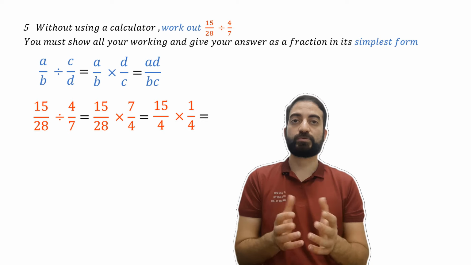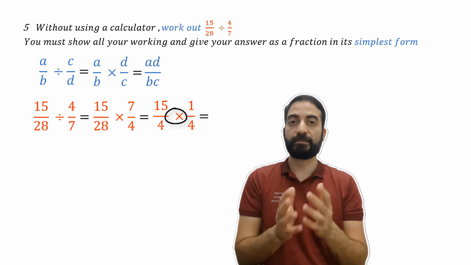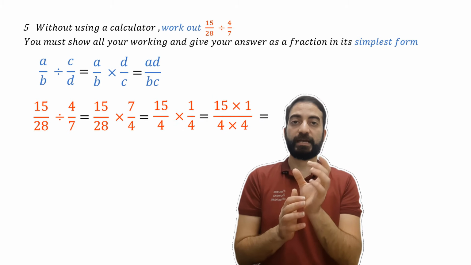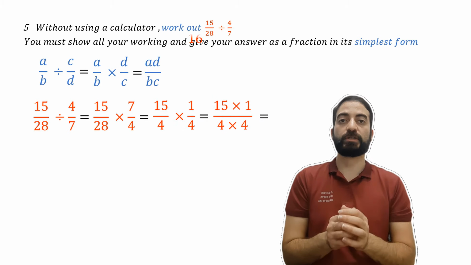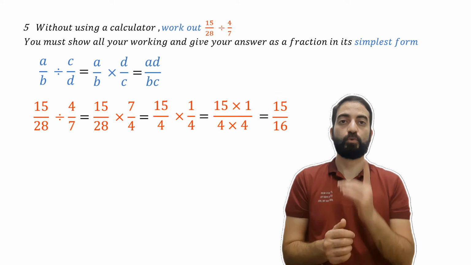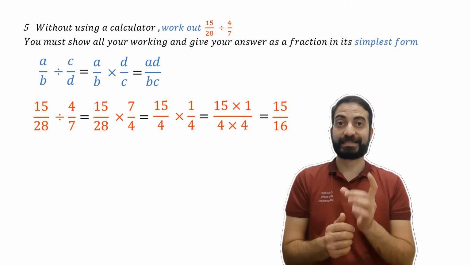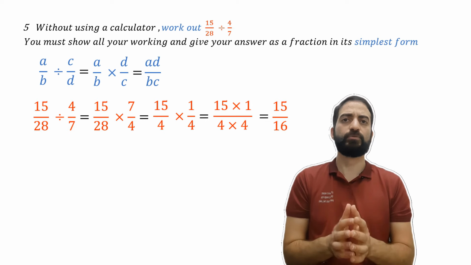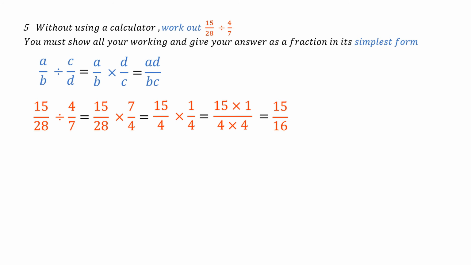Now, as long as we have a fraction multiplied by a fraction, we can simply multiply the numerators together and multiply the denominators together, and we get this answer, which is one fraction. When we reach this stage, we check if we can simplify, but here we cannot, which means we have the final answer.